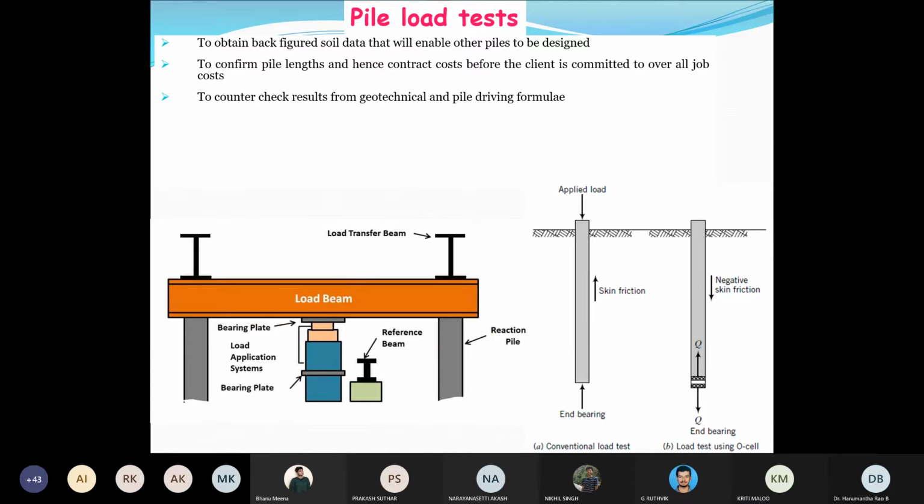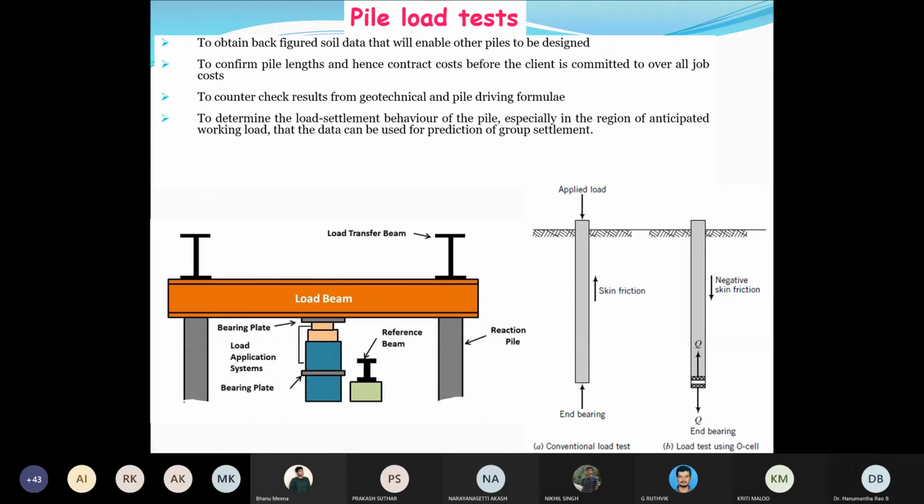Now, another way of calculating the pile capacity is the pile driving formula, which I will discuss after I discuss the pile load test. And another important thing is to establish the load settlement curve.